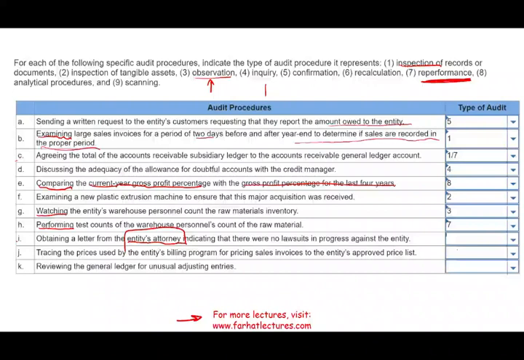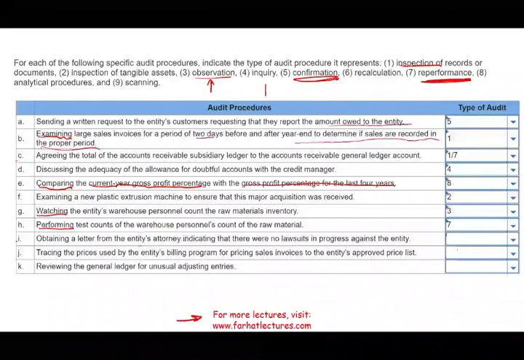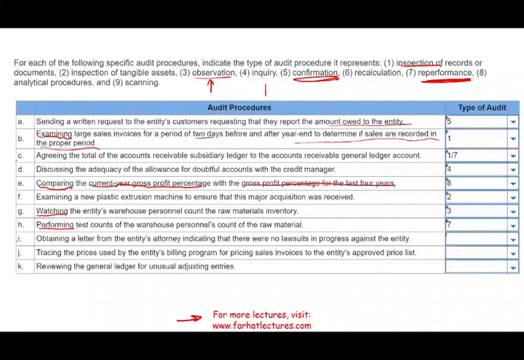When you obtain something from a third party, it's like obtaining the balance from the bank. This is a confirmation. There's a lot to know about confirmation. If you're not familiar with positive confirmation and negative confirmation, you really want to make sure you understand confirmation inside out. So this is a form of confirmation, okay? And again, it's strong evidence as long as the process is controlled, as long as that third party responds to you, and as long as that third party pays attention to what you are asking them.